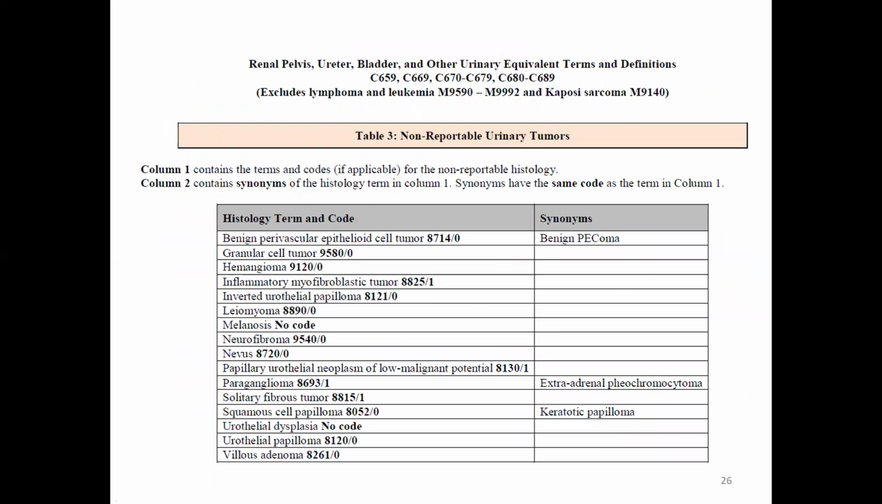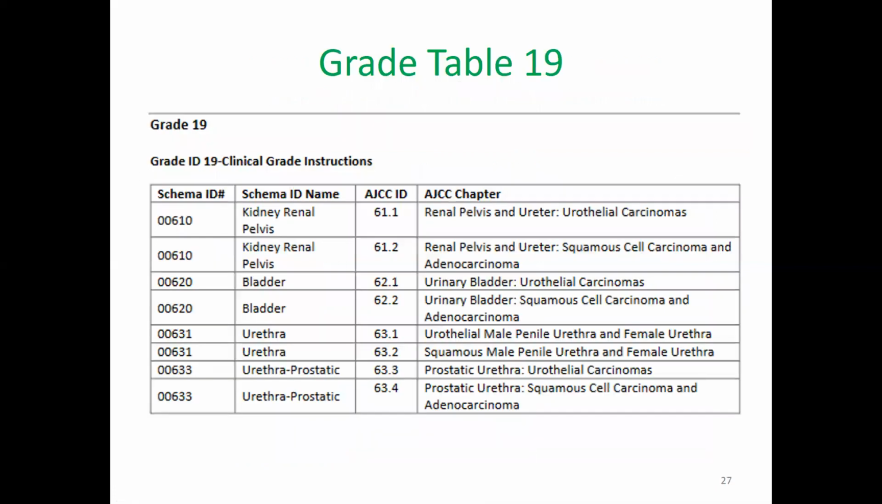Take note of Table 3, which shows the non-reportable histology terms. If you look toward the middle bottom, the 8130/1, you might also see this written out as PUNLMP, punlump. This is not reportable. So this is a handy list if you come across something in your case finding and you wonder if it's reportable. I appreciate those tables.